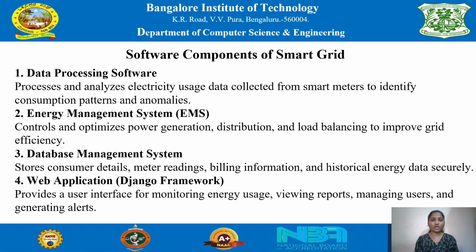Energy Management System, also called EMS. The EMS controls and optimizes power generation and distribution. It helps in balancing load during peak hours and improves overall grid efficiency. This system plays a key role in reliable power supply. Database Management System. The database stores the consumer details, smart meter readings, billing information and historical energy data. It ensures secure storage and easy retrieval of data whenever required.